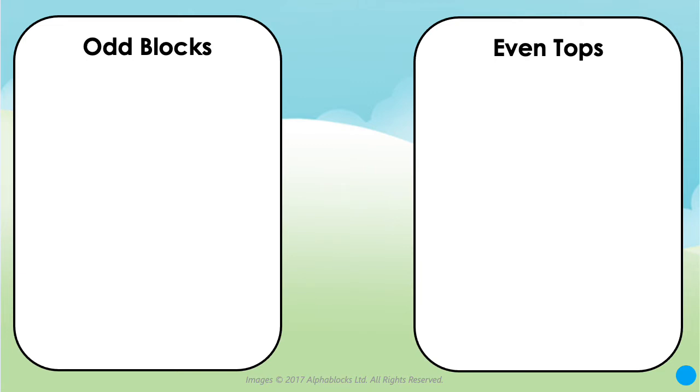Let's see what number comes up first. Number block two. Is that an even top or is it an odd block? It's got no odd one at the top. That's right, it's an even top. Two is an even number.